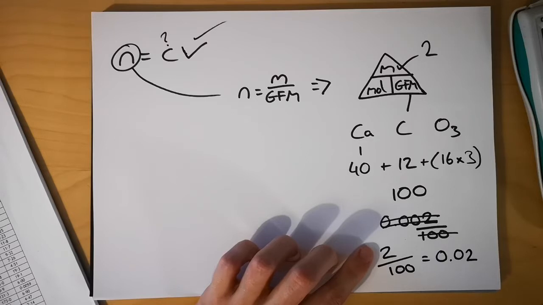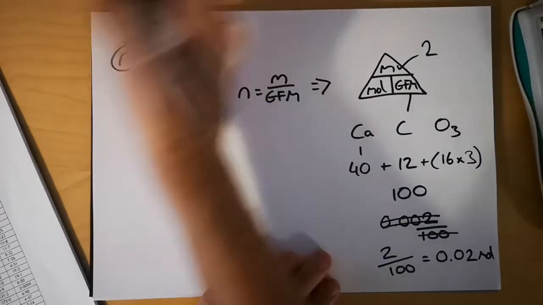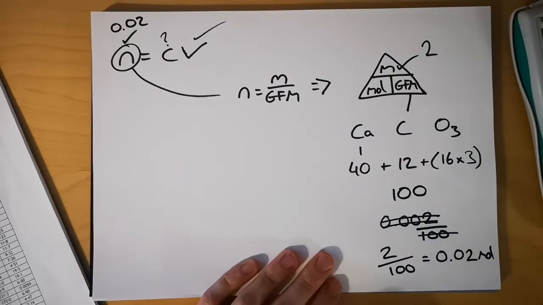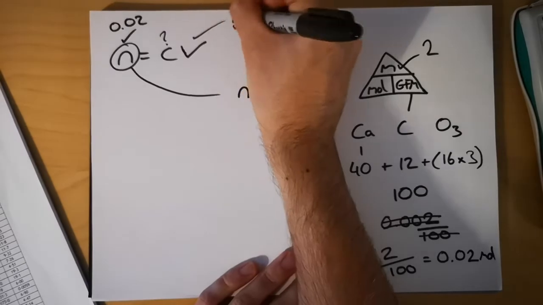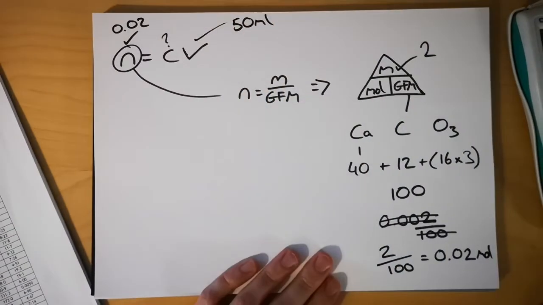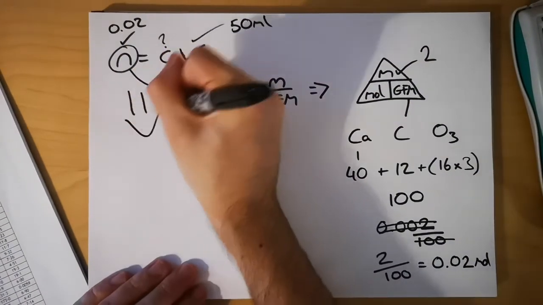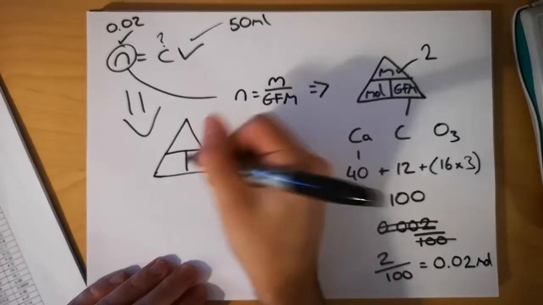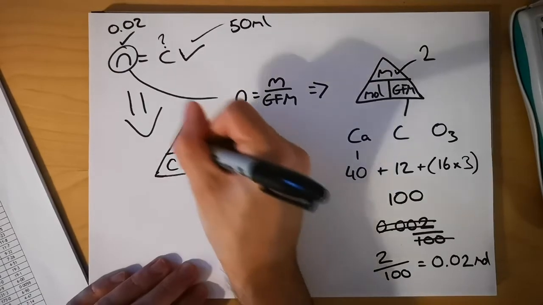Really important that you check it. Really, really important. Everybody loses marks. Just make sure you check. Right, so we've now got our number of moles. We can tick that off there, and that is 0.02. Our volume from the question was 50 milliliters. So what I want to do is convert this into my triangle so I can see things clearly. I can tick things off.